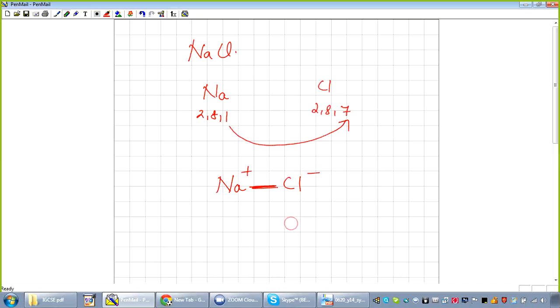What is it called? The force of attraction existing between ions in an ionic compound. This force of attraction between the positive and negative charges, that is, oppositely charged ions, is called the electrostatic force of attraction.